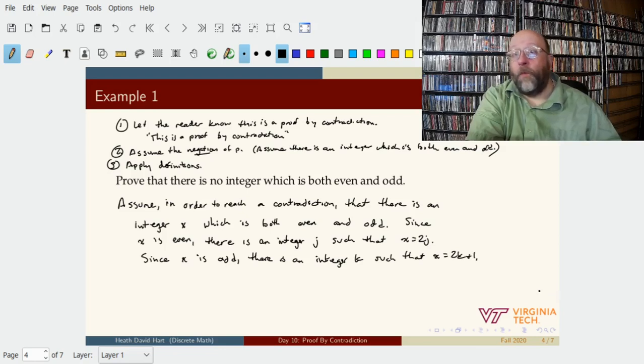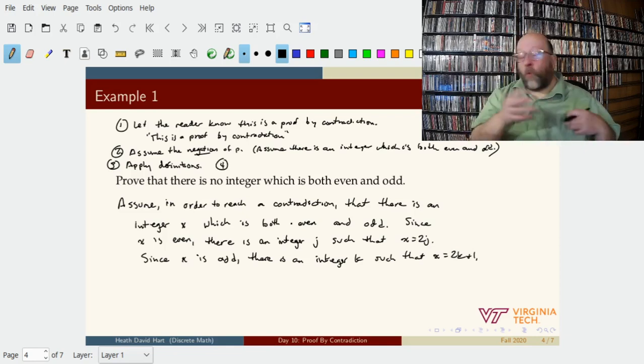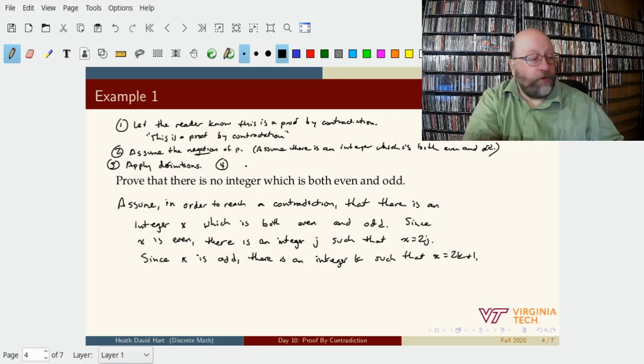Okay, so we've applied the definitions. This is what it means to be even, and this is what it means to be odd. Then we're going to do whatever kinds of calculations or work it needs to take to reach a contradiction. Show a contradiction.